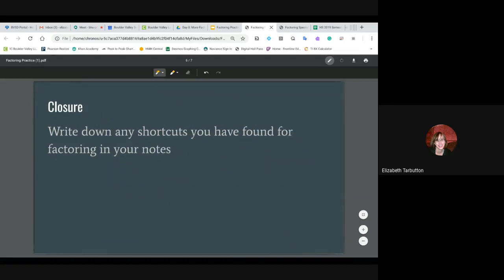For your closure, I'd like for you to write down any shortcuts you find for factoring while you're doing the practice or anything that you've already found. Go ahead and write down those shortcuts so that you can use them when we take our test.